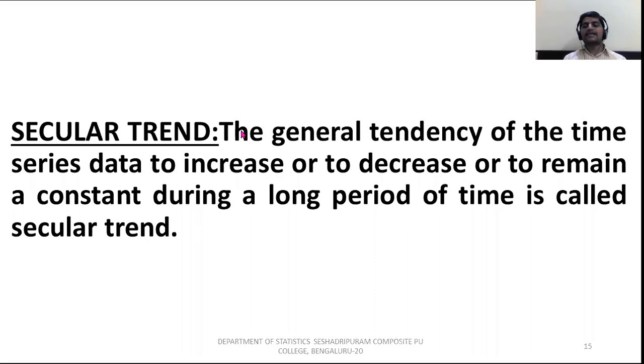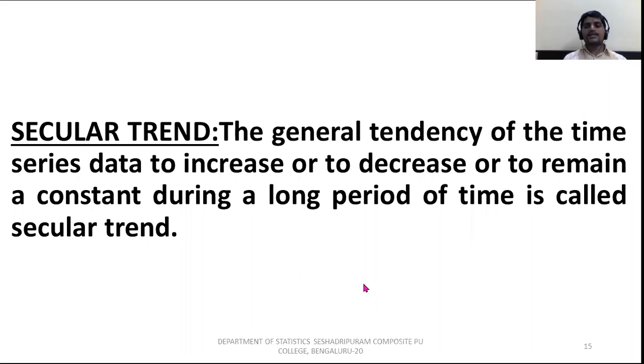The first one, what is secular trend? The trend is nothing but to show the direction. Tendency is nothing but the movement of the line and the behavior of the trend line, or what is happening in the trend line. That is all included in tendency. What is secular trend? Secular trend is the general tendency of time series data. I'm repeating once again: the general tendency of time series data to increase or decrease or remain constant during a long period of time is called the secular trend. What do you mean by secular trend?